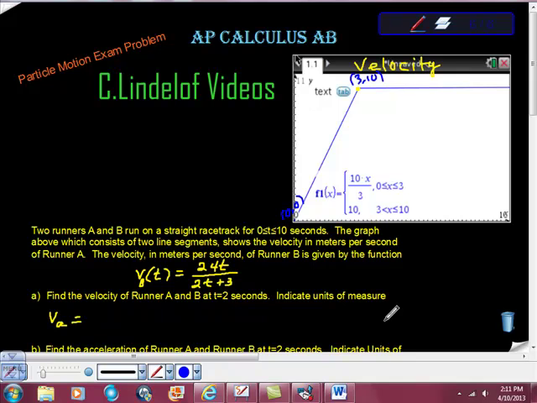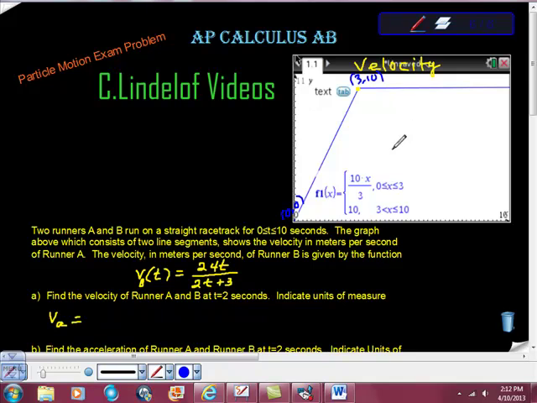AP Calculus AB, a particle motion exam problem. I'm going to tell you what exam it's from in just a minute. I'll get a little bit farther into the video before I start writing stuff like that. But the situation is we have two runners, A and B, who run on a straight racetrack for t greater than or equal to 0 and less than or equal to 10 seconds.